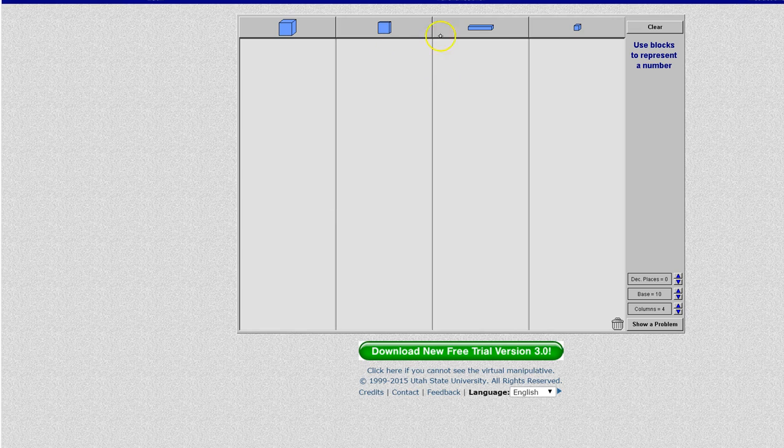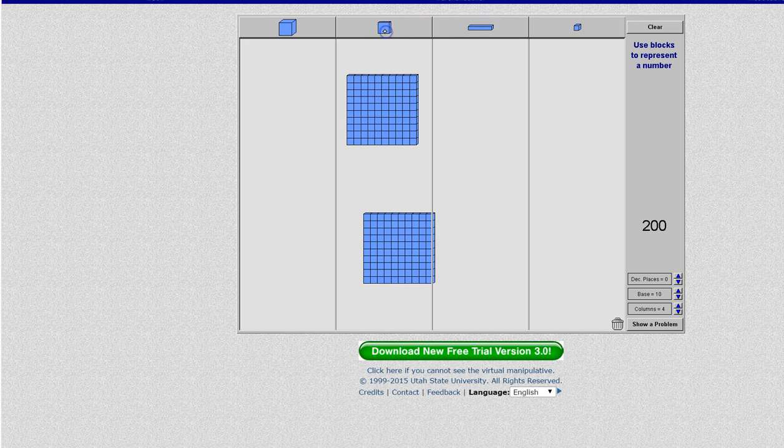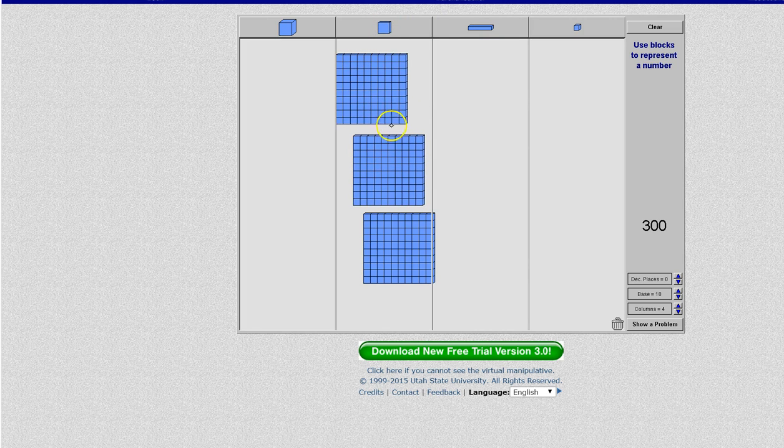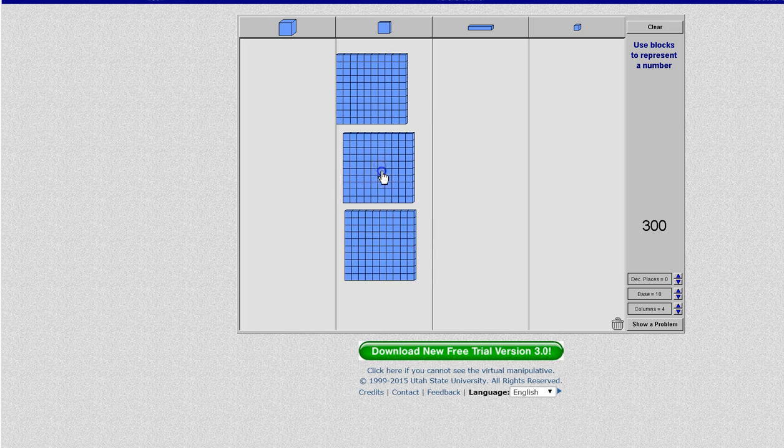Okay. So notice here we have units, rods, and flats. So I'm going to click that button 3 times, and that gives me 300, which notice right here is written as 300. We don't have any rods because there's a 0 in the tens place, and that corresponds to the rods. And then I'm going to add 4 units to represent the 4. So 304, represented with base 10 blocks, is 3 flats, 0 rods, and 4 units.